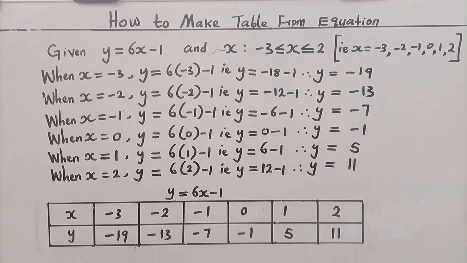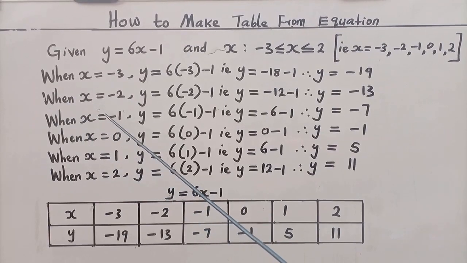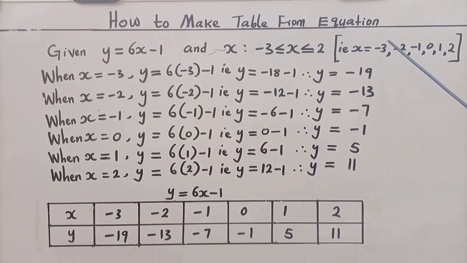The same reason applies here. Next, when x is equal to minus 1, why? We are through with minus 3. We're also through with minus 2. Now, we're going to minus 1. That is why I say when x is equal to minus 1. What is next? Replace this x here with minus 1. And what do we have? y is equal to 6 bracket minus 1, then minus 1.